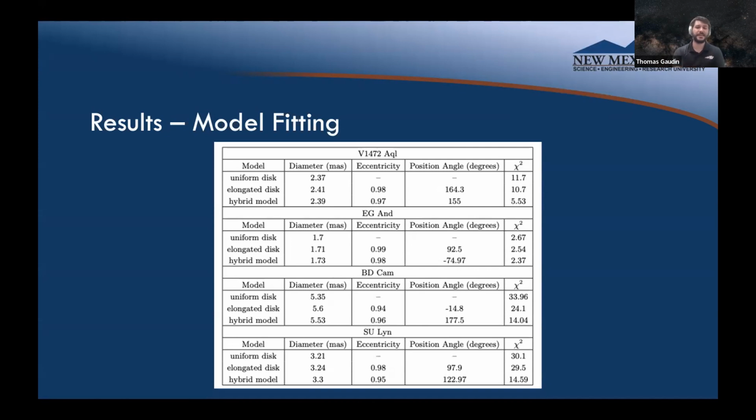The 4th target, EG And, is by far our smallest target, and it's fit almost equally well to each of our 3 models. This led to inconclusive evidence in favor of any model, or in favor of any asymmetrical structure in this target. This one might just be too small for us to resolve the surface features on the star.